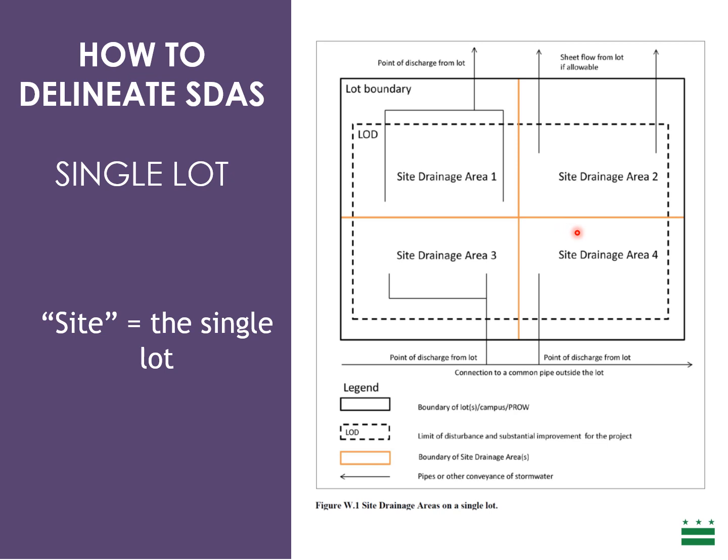So for site drainage area 4, there's a pipe that comes out of the LOD, comes out of the property line as one pipe. These 2 pipes eventually at some point connect to a common pipe outside of the lot. Even though they ultimately connect to the same pipe, because they leave the property as separate pipes, they are considered separate site drainage areas. So in total, this site has 4 site drainage areas.